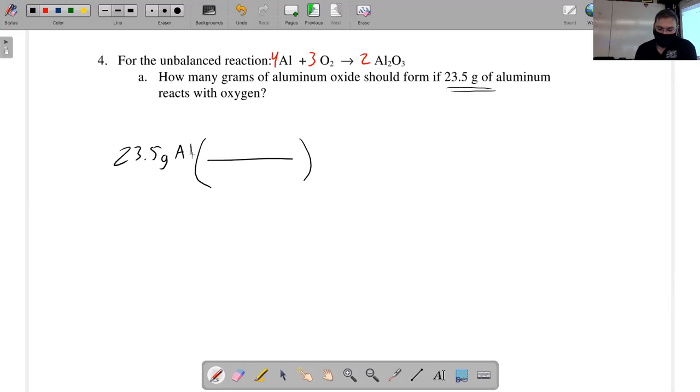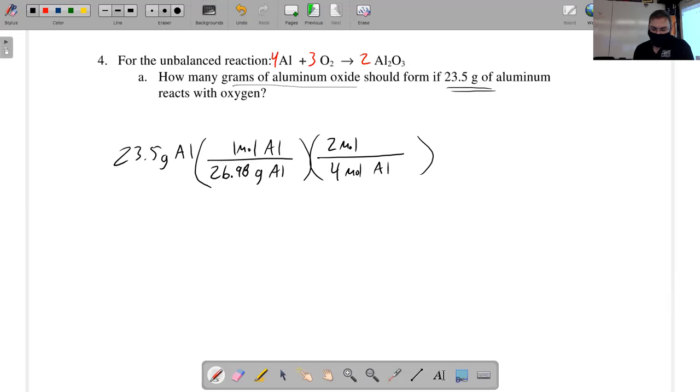To convert from grams of aluminum to moles of aluminum, you just use the formula mass on the periodic table, 26.98. And we're trying to figure out grams of aluminum oxide. So the next step is to convert from moles of aluminum into moles of aluminum oxide. In the equation, for every 4 aluminums, you get 2 aluminum oxide. So for every 4 moles of aluminum, you get 2 moles of aluminum oxide, Al2O3.